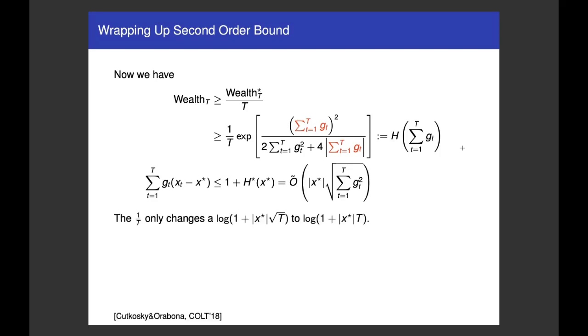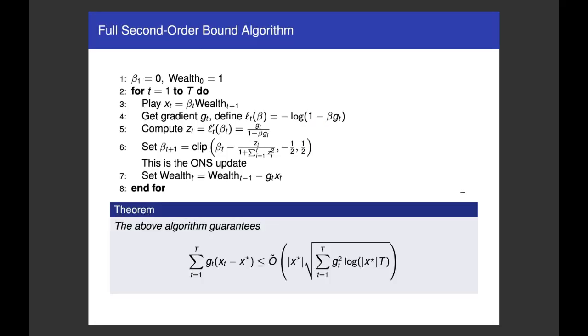1 on t, of course, has to make some difference. So what does it change? It changes the log 1 plus x star root t to a log 1 plus x star t instead, basically. And the intuition behind why it's making such a small difference here is because this is an exponential thing, so it's growing much faster than this merely polynomial decay here.